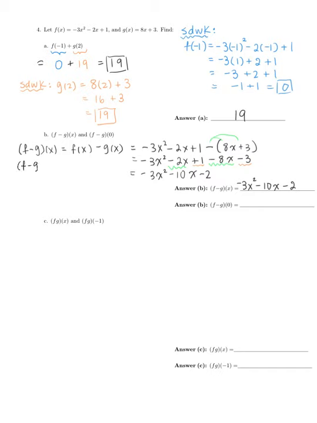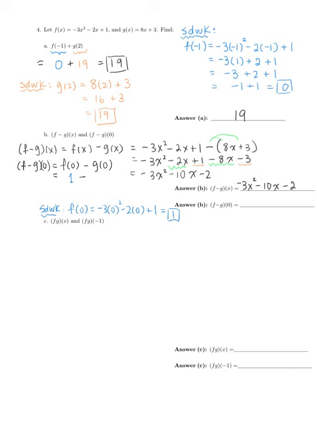F minus g of 0 is f of 0 minus the g of 0. Now as a side work, f of 0, so that's going to be negative 3 times 0 squared minus 2 times 0 plus 1, so that's just going to be 1. So this portion's just going to be 1, and then you're going to have a minus. Oh no, I'm running out of room.